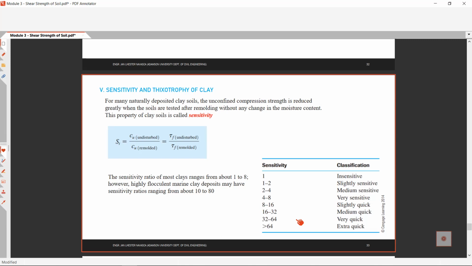Slightly quick, 8 to 16. Medium quick sensitivity, that is 16 to 32. Very quick, that is 32 to 64. And all greater than 64 is extra quick sensitivity.